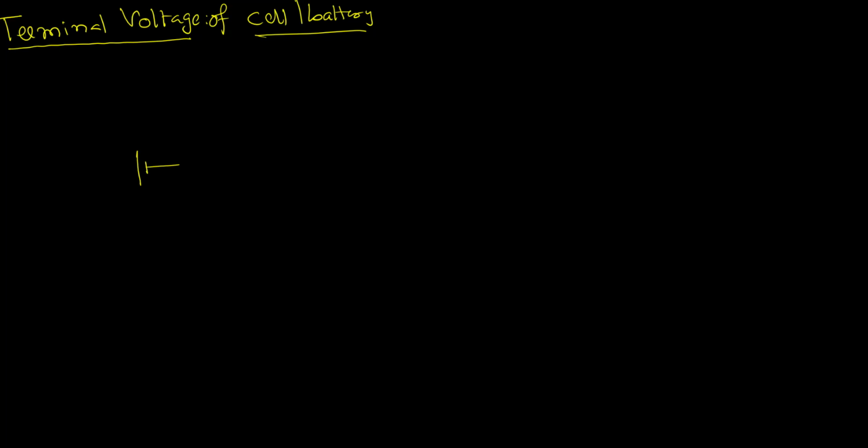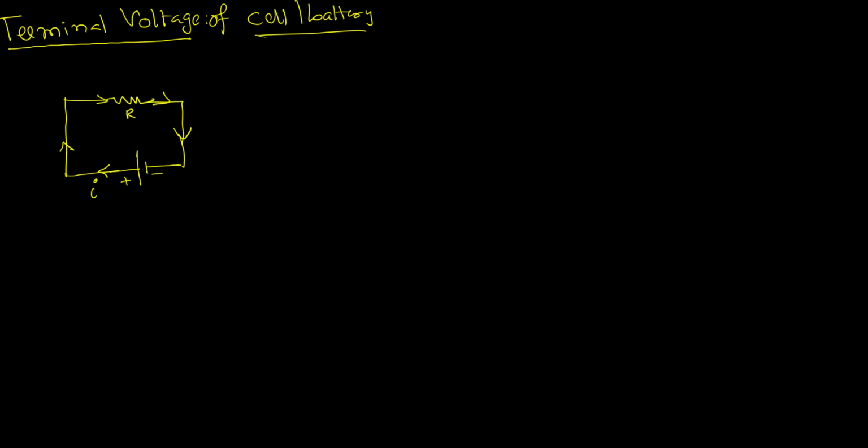This is the positive plate of a battery. This is the negative plate of a battery. This is connected in an electric circuit having some resistance. So this battery helps to drive the charges in this electric circuit from the positive plate to the negative plate, and that will keep on happening, right?